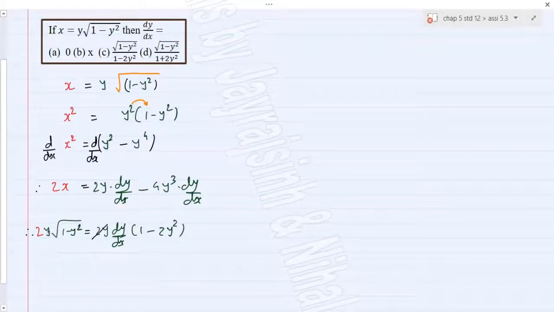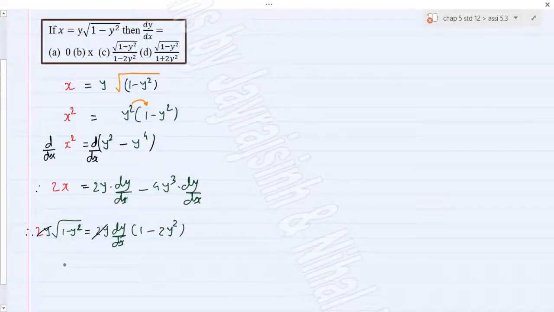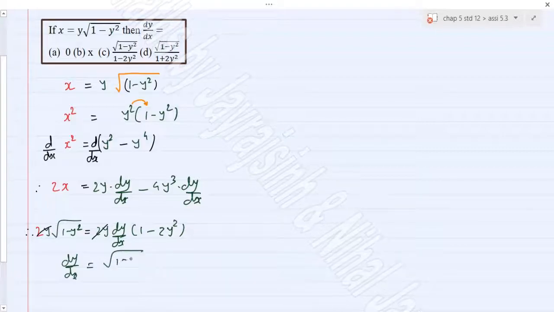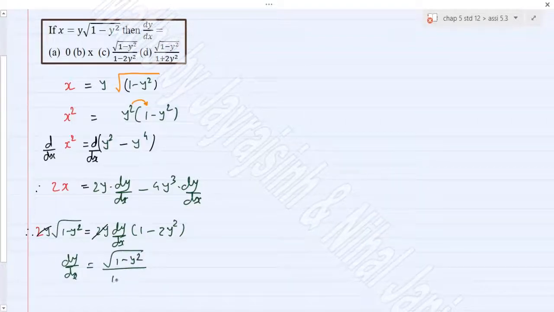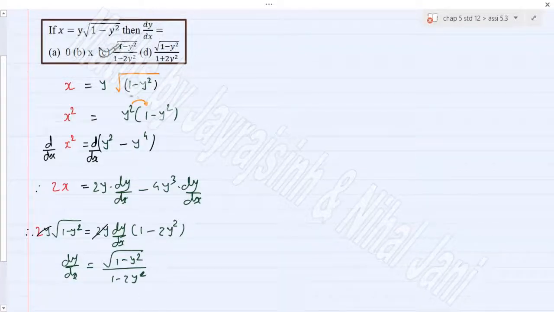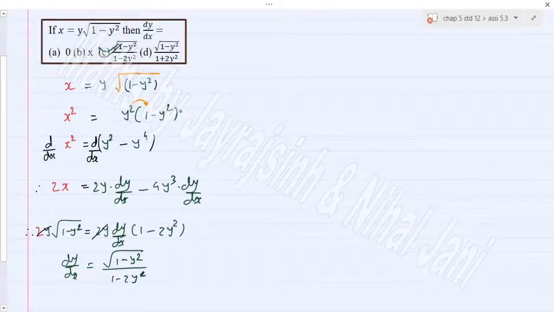So here 2y will cancel out. We will get dy by dx is equal to under root of 1 minus y square upon 1 minus 2y square. Option C is your answer. Ta-da!